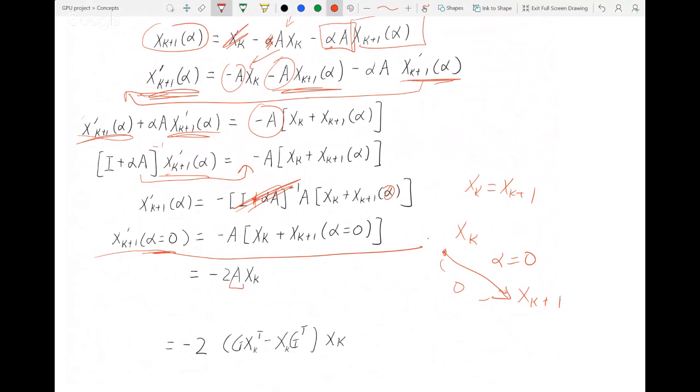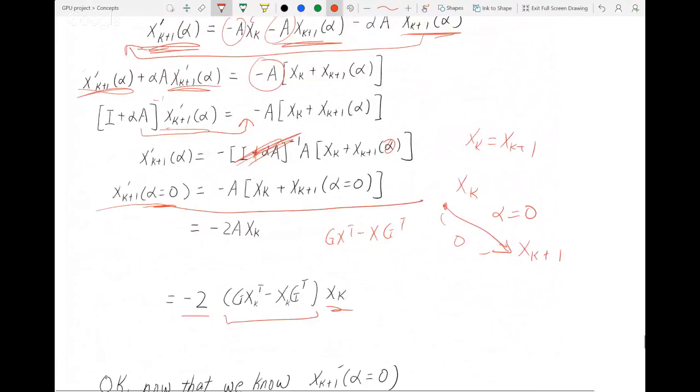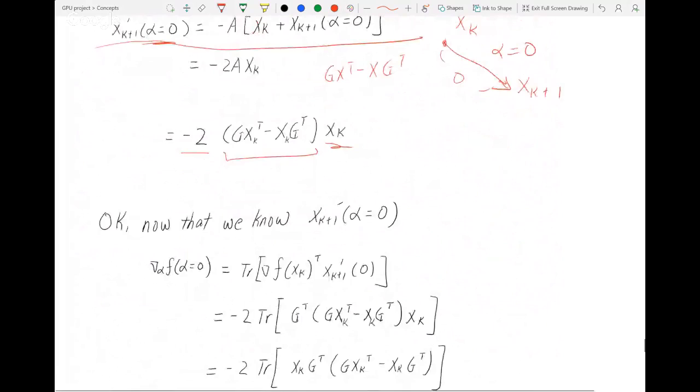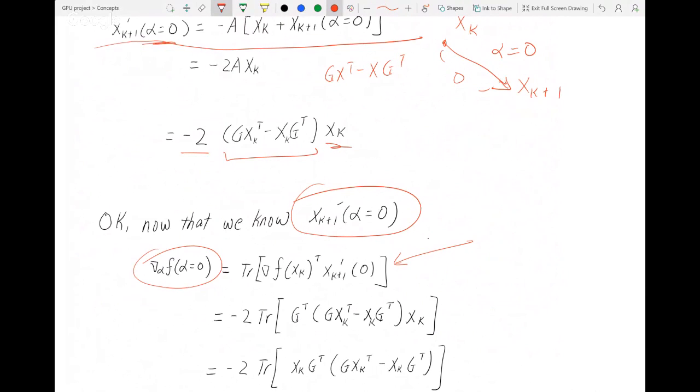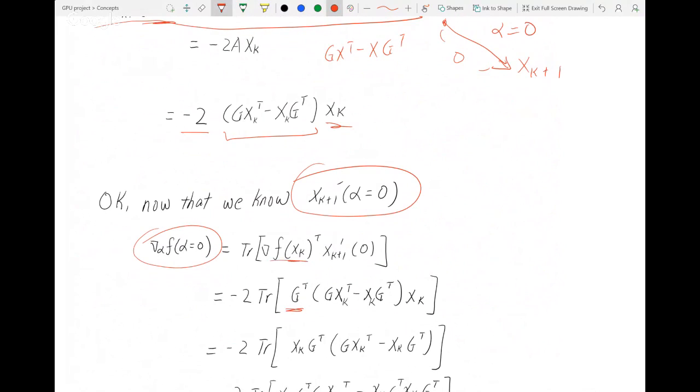Okay, now we know what A was. A was equal to what? G x transpose minus x g transpose. This is the Cayley transform, and I'm going to plug this A right here. So now it's minus 2, and then here's A. Okay, now that we know this term, remember, we were trying to calculate the gradient. So we found this term. We're going to plug it in now. This is equal to g, and this part is equal to this part. The minus 2 is here.